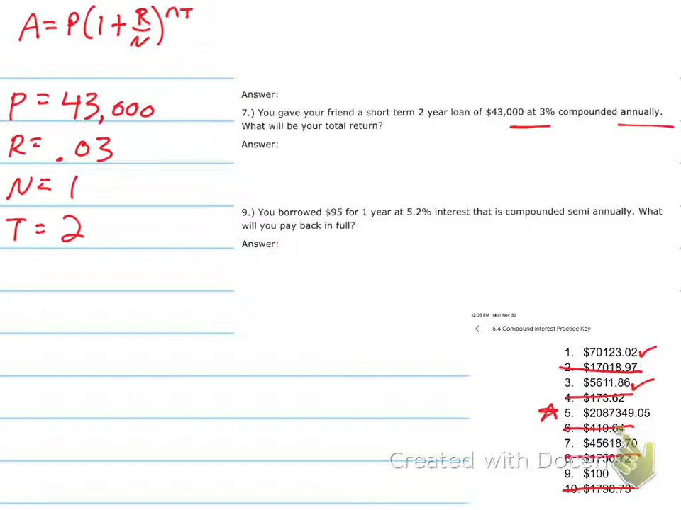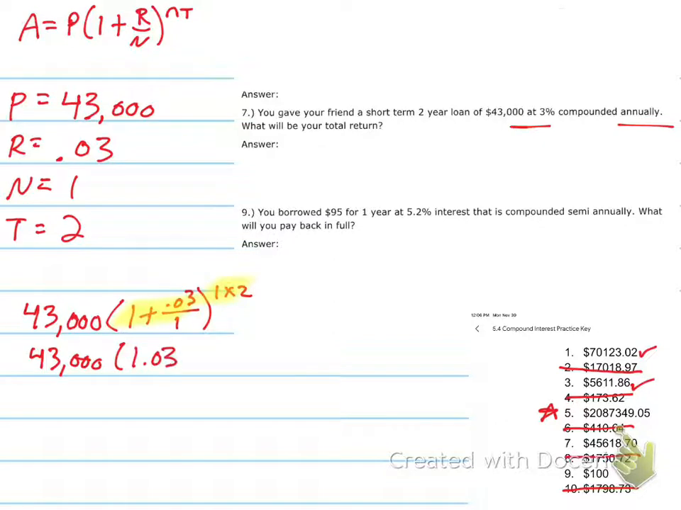So using that, we're just going to plug that in, and I'm going to get 43,000 times 1 plus 0.03 over n, which is 1, and then n times t, so 1 times 2. Again, let's simplify what's in here and what's on the outside. So I'm going to keep 43,000, and then we have to do 0.03 divided by 1 is 0.03. So I'm going to have 1.03 on the inside, and then 1 times 2 is 2.